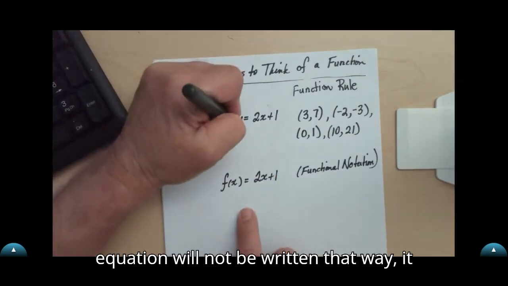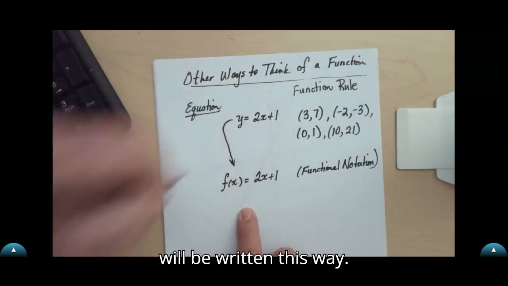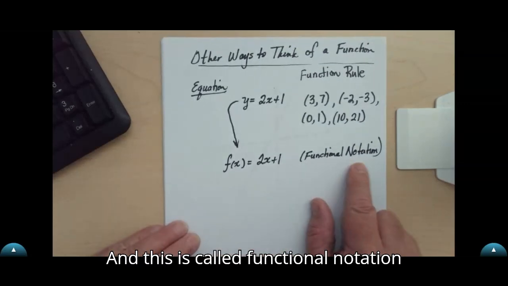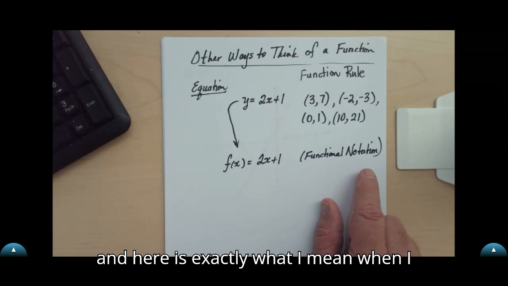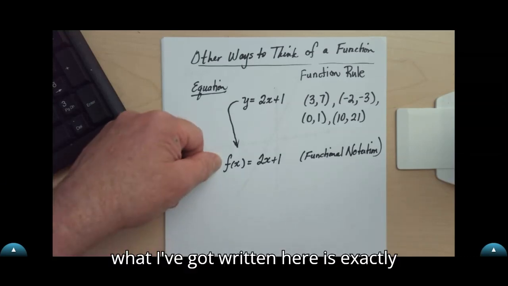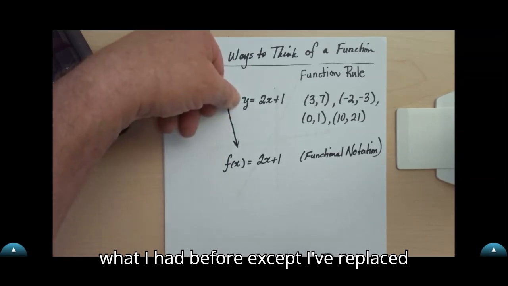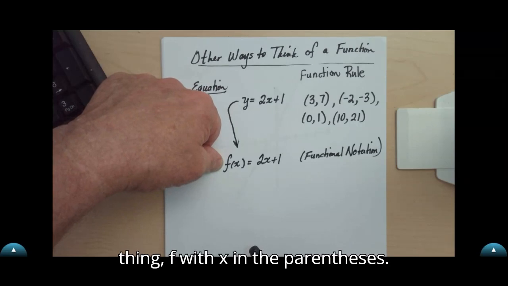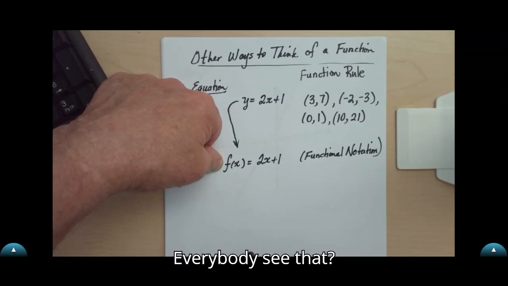Sometimes that equation will not be written that way. It will be written this way. And this is called functional notation. And here's exactly what I mean when I say this. Notice what I've got written here is exactly what I had before, except I've replaced this y with this little weird thing, f with x in the parentheses. Everybody see that?